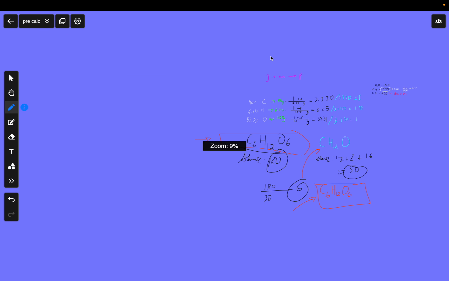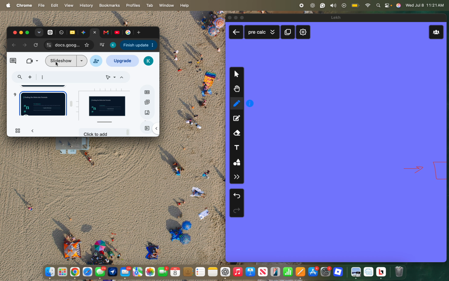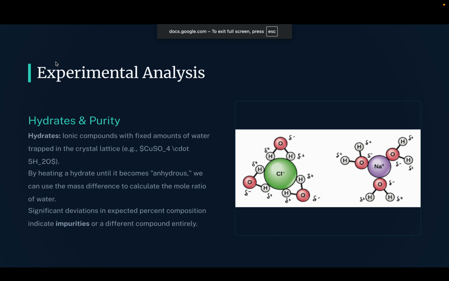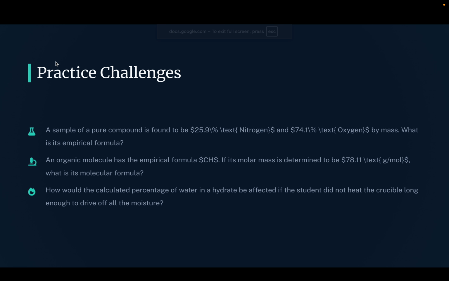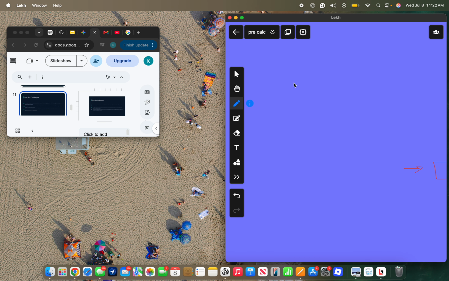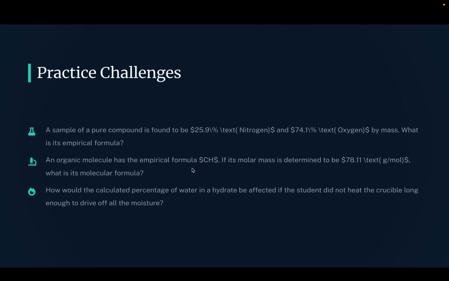This I'm not going to worry about. There's some challenge problems. I'm going to do one of these. Okay, I'm going to do number 2. An organic molecule has an empirical formula CH. If its molar mass is determined to be 78.1, what is its molecular formula?